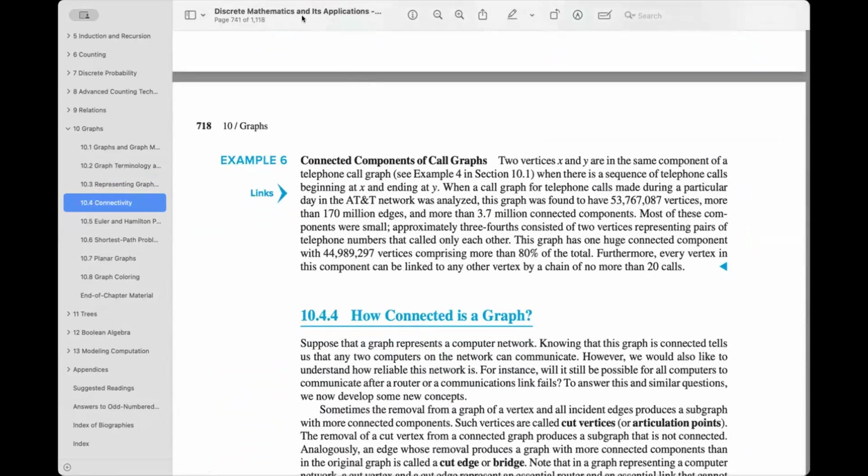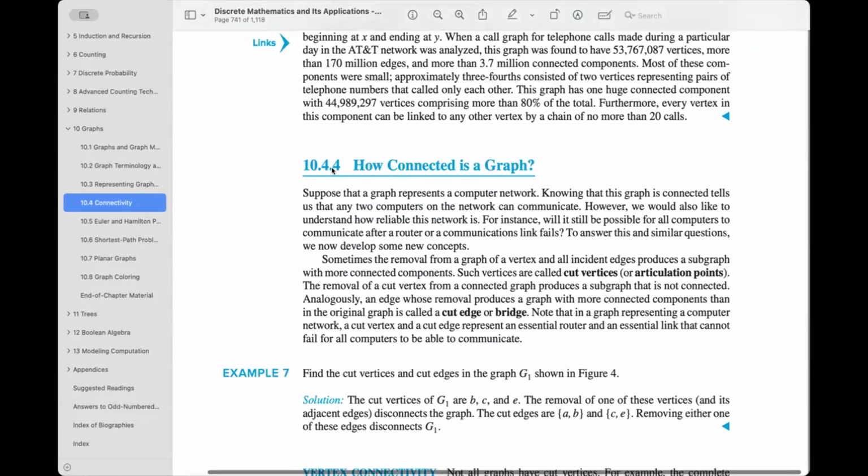Okay. Tatyung, you want to take over? Sure. What section are we doing? 10.4. If you go to 10.4.4, that should be good. I'll stop sharing.